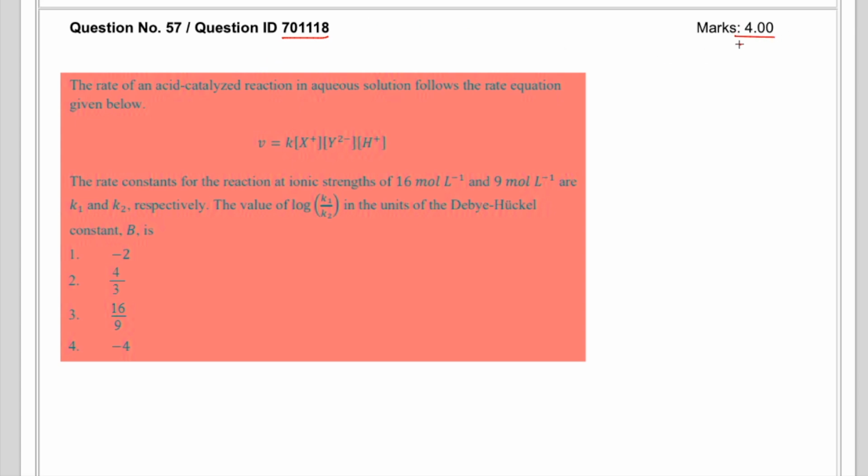It's a 4-marker question, and the question says that the rate of an acid catalyzed reaction in aqueous solution follows the rate equation given below. This is the equation given to you. The rate constants for this reaction at ionic strength 16 moles per liter and 9 moles per liter are K1 and K2 respectively. So what they are asking is the value of log K1 upon K2 in terms of the Debye-Huckel constant, which is B.